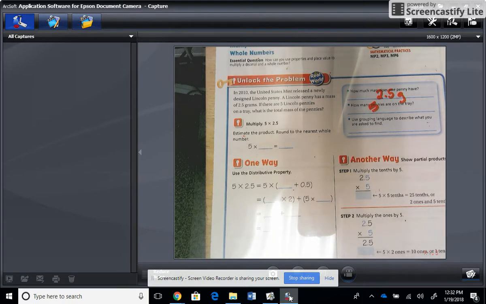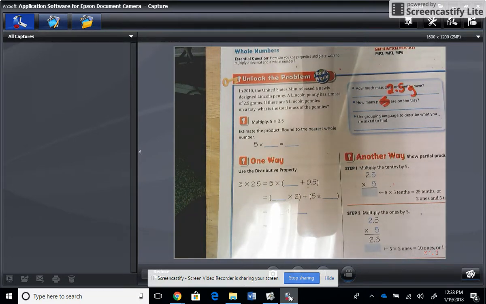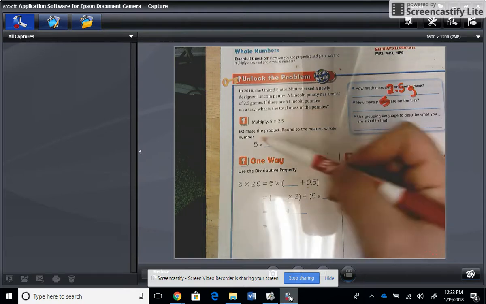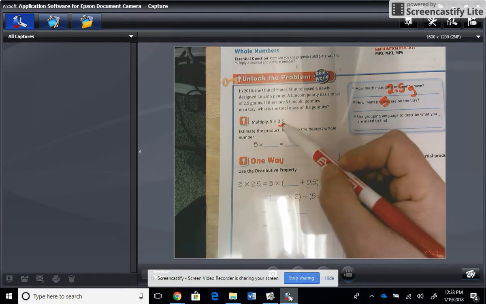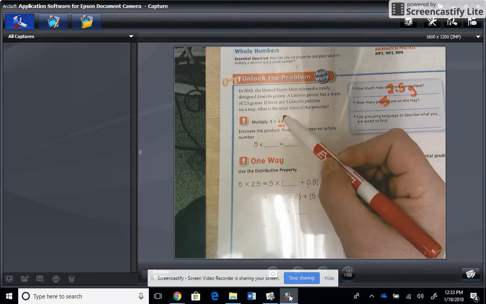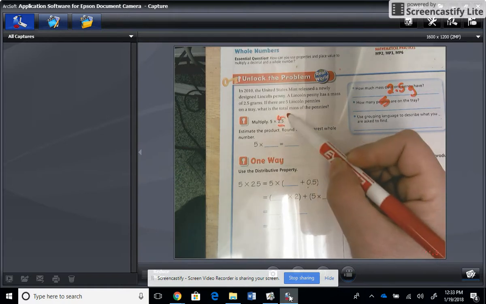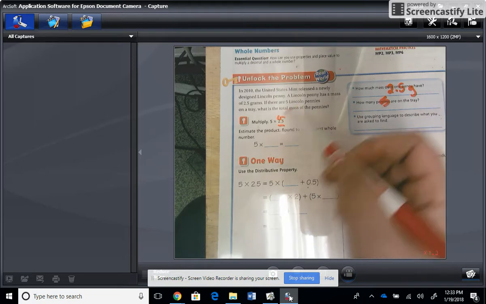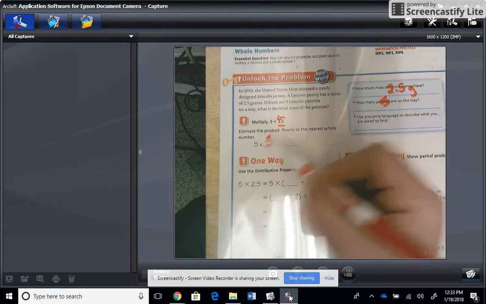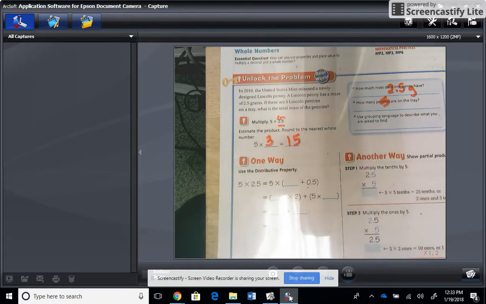Okay, so first of all, we're going to do some estimating because estimating is still very important. So when I look at here, I have 5 times. What are we going to estimate 2 5/10 to? Well, same as we've always done when we rounded or estimated, we estimate to the whole number. So the 5 tells me that the 2 is going to change to a 3 as a whole number. So now 5 times 3 equals 15. So I think my answer is going to be about 15 whole.